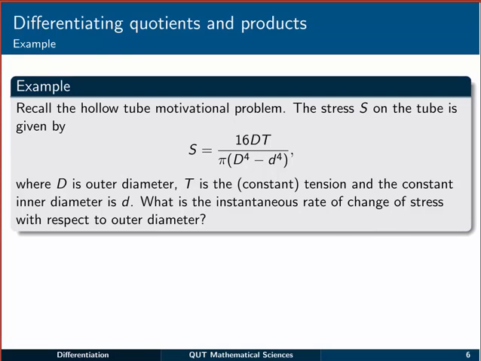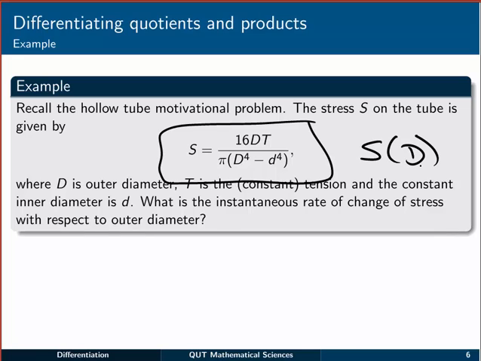So what about back to our motivating example about the hollow tube? We had the stress, capital S, on the tube being given by this relationship, S equal to 16 dT over pi times capital D to the 4 minus little d to the 4. And noting that T is a constant, and so is the inner diameter, little d. So basically here we've got a function S of capital D. Single variable function, everything's fine. We can now differentiate that because we know how to differentiate quotients, or fractions like this one.